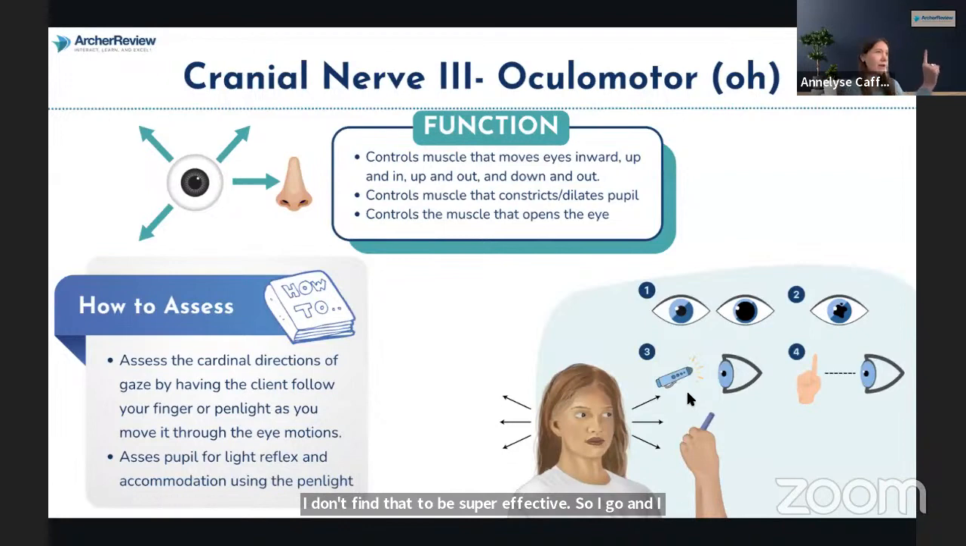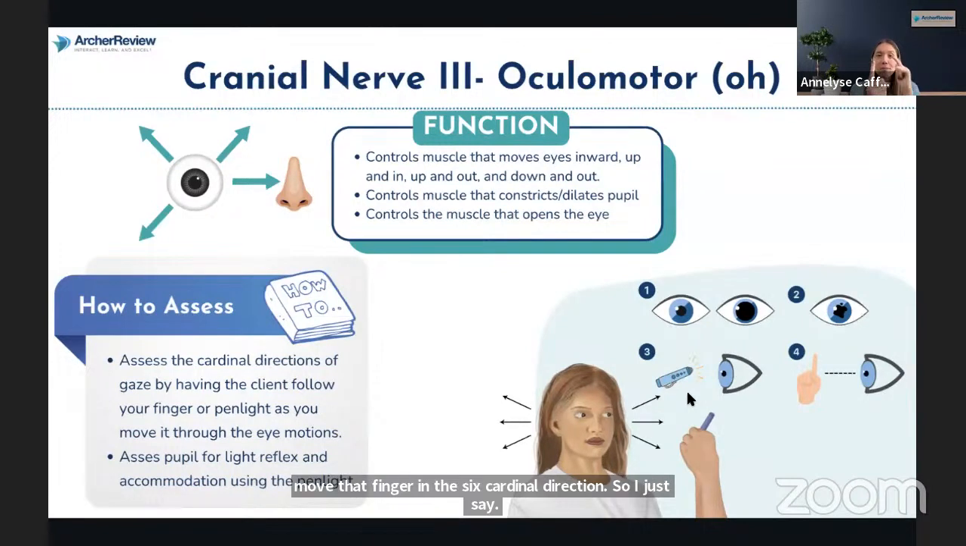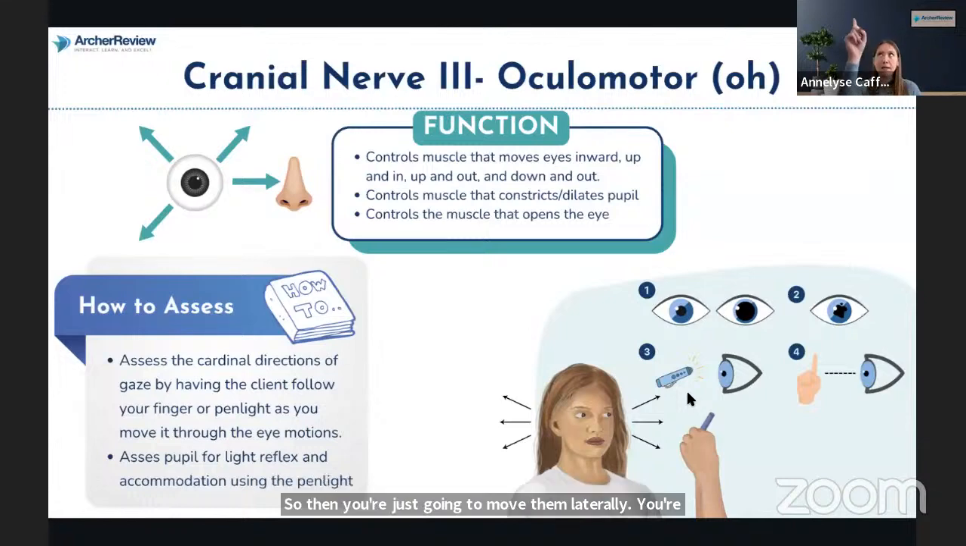So with that, you're going to have them look at you with both eyes and tell them to follow your pen light or follow your finger. And then you just move that finger in the 6 cardinal directions. I just say, keep your eyes on my finger and just watch it as it moves. So you're going to move them laterally, you're going to move them medially, you're going to move superior and superior again, then you're going to go inferior. So just do all 6 of the movements. If the eyeballs are able to move in all directions, that's a really good indicator that cranial nerves 3, 4, and 6 are all intact.